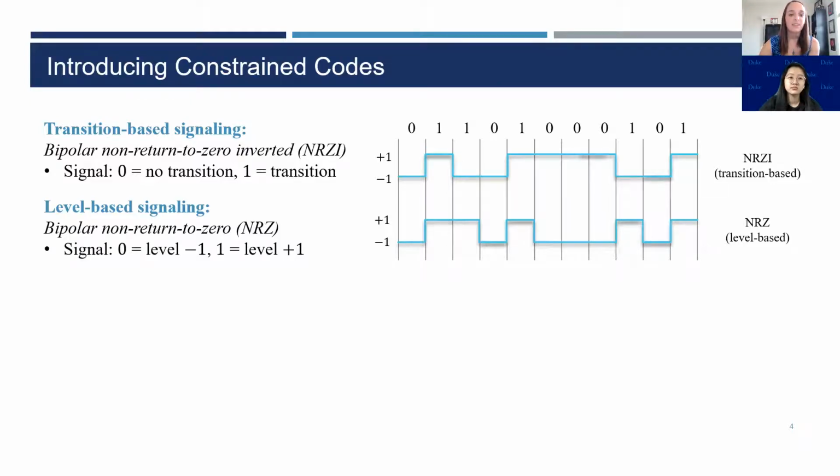For level-based signaling, we use bipolar non-return to zero signaling, or NRZ for short. And in this case, if the bit is a 0, we're going to put the signal at a level -1. And if the bit is a 1, we're going to go to the +1 level.